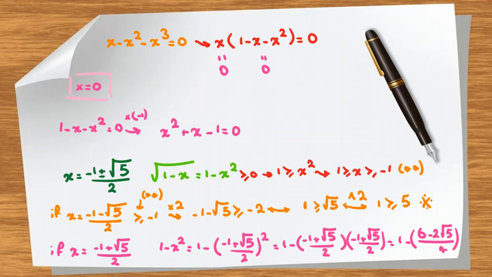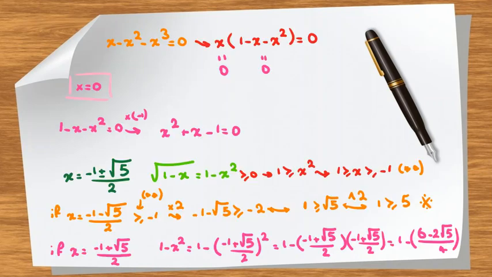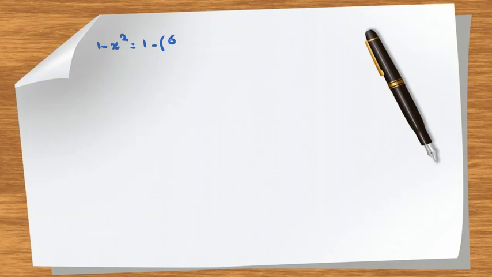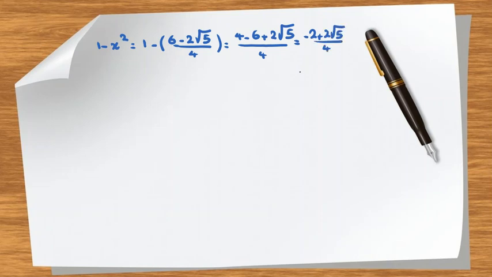Okay, so let's calculate this. 1 minus x squared, we can say it is 1 minus 6 minus 2 root 5 over 4. And if we use a common denominator, 4 minus 6 plus 2 root 5. 4 minus 6 is negative 2 plus 2 root 5 over 4, which we can say is negative 1 plus root 5 over 2. It was 1 minus x squared.